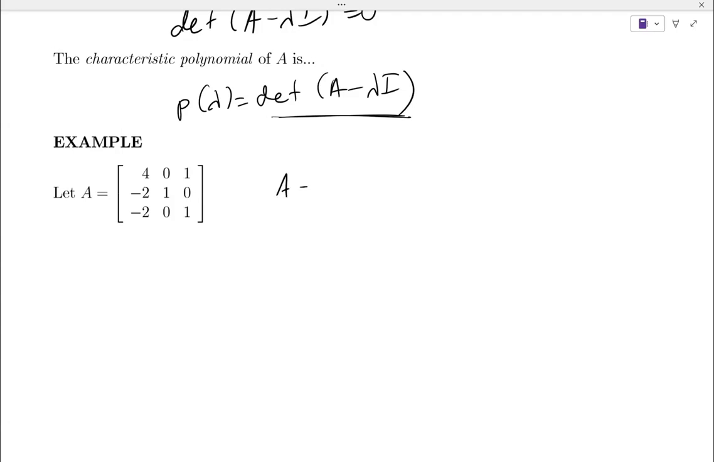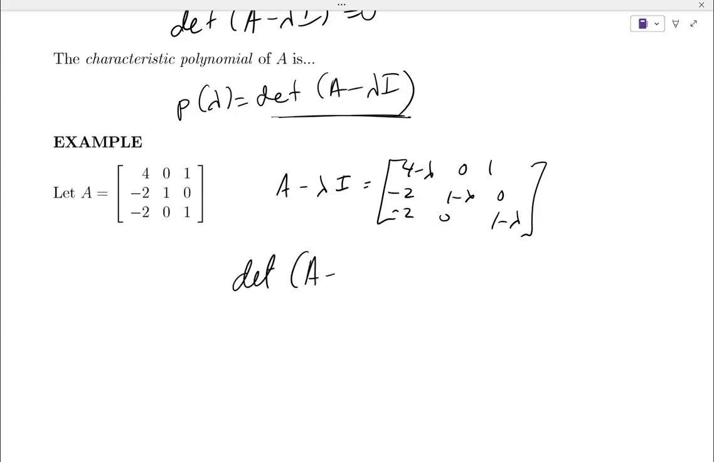So here, if we do the A minus lambda I, that just has the effect of subtracting lambda off the diagonal. Because this is lambda times the identity matrix, so this is just a diagonal matrix that has lambda down the diagonal. And when I subtract, that just has the effect of subtracting lambda off the diagonal. To find the characteristic polynomial, we want to take the determinant of this matrix.